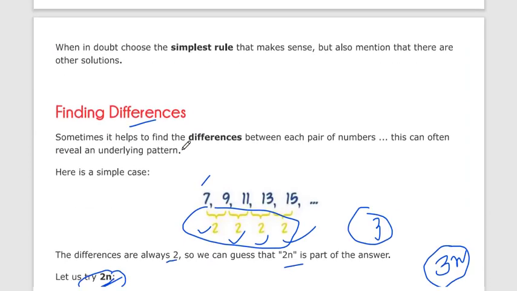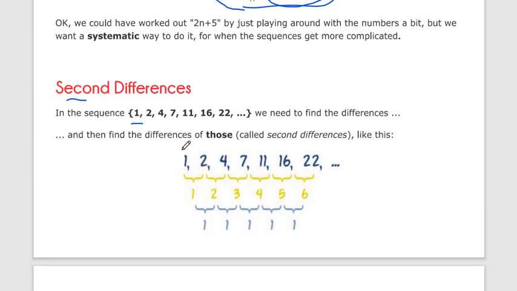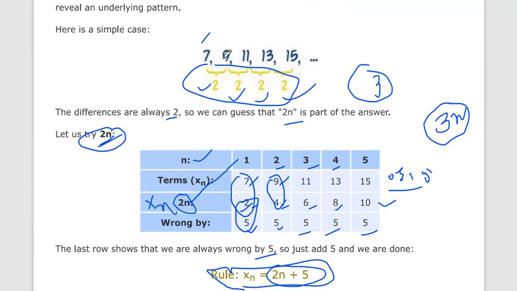Now let's start with some basic method. First of all, we have to find the difference. Here you can see 1 to 2, so we get a difference of 1. Then 2 to 4, the difference is 2, and 3, 4. Here you can see that in the first example we got the same difference.